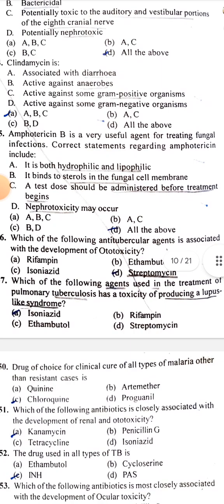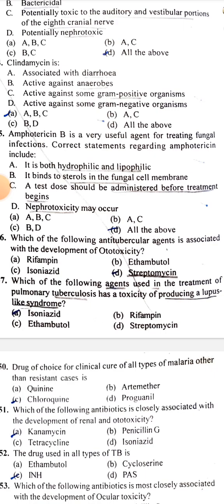Amphotericin B is a very useful agent for treating fungal infections. Correct statements regarding amphotericin B include: it is both hydrophilic and lipophilic. It binds to sterol in the fungal cell membrane. A test dose should be administered before treatment begins, and it may cause nephrotoxicity.